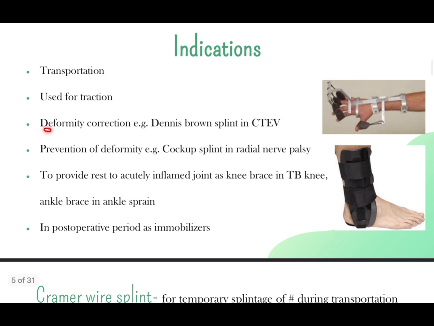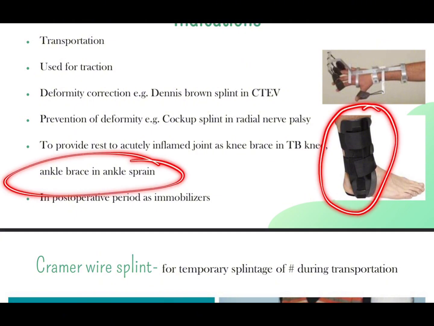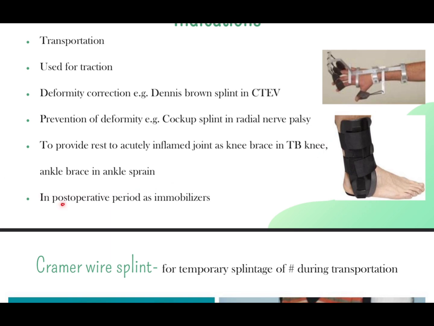It can be used for deformity correction, like the Dennis Brown splint can be used in CTEV or clubfoot. It can be used to prevent deformity, like a dynamic cock-up splint can be used in radial nerve palsy and brachial plexus injury. It can also be used to provide rest to an acutely inflamed joint, like a knee brace can be used in tuberculosis of knee, and an ankle brace can be used in cases of ankle sprain, and it can also be used in the post-operative period as immobilizers.